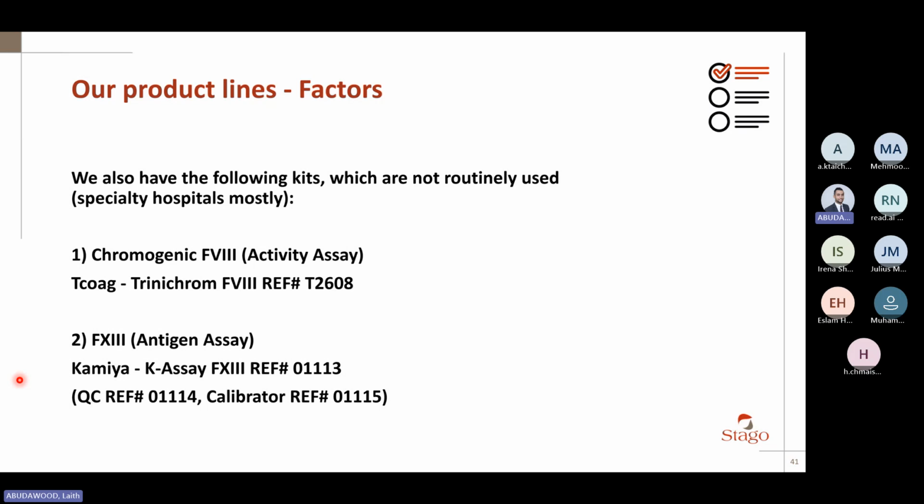The factor 13 kit itself, the part number is 1113. It has its own control and its own calibrator. So if someone asks you for a factor 13 kit, you must buy its own QC with it and its own calibrator with it. It's a kit that does not share any reagents with our existing STA reagents. It's a standalone kit. You have to buy everything separately, okay?